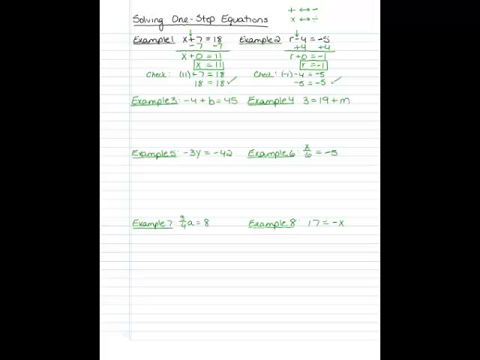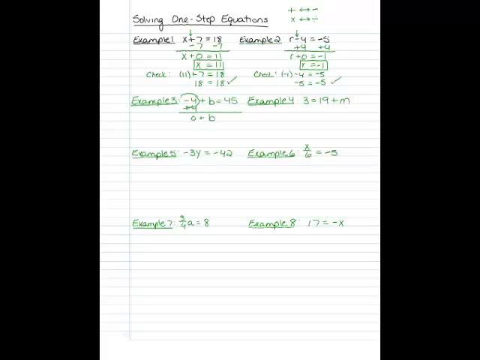In example 3, we have negative 4 plus b equals 45. Now the operation is addition, but look at what we're adding here. Remember, we want this to go to 0. We want to do something that makes the negative 4 go away or cancel out. In order to do that, here we have a negative 4. I'm going to add 4. If you notice, after we do this, negative 4 plus 4 will give us 0.